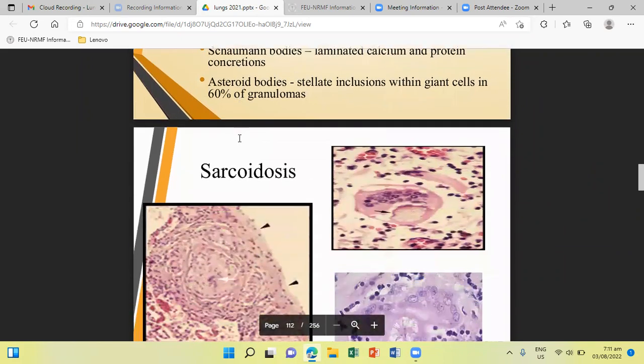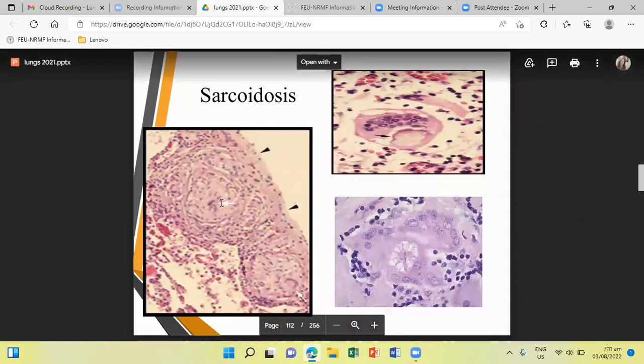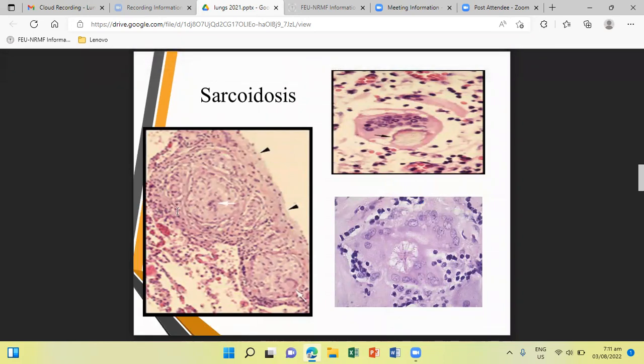On your left is an example of a non-caseating granuloma. Basically, every organ in the body can be involved and have this lesion of non-caseating granuloma. But regardless of the tissue, they will look the same under the microscope. They will be non-necrotizing granulomas, composed of epithelioid macrophages, often with giant cells. Central necrosis is unusual.